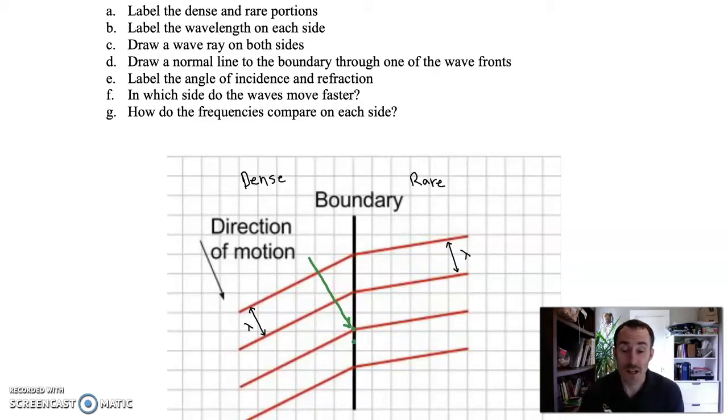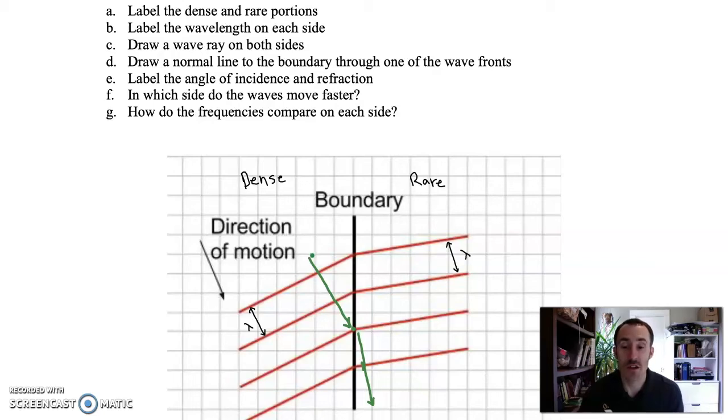So there's the wave ray, the incoming wave ray, or the incident wave ray, and then the outgoing one, I have to draw it perpendicular to this side. Something like this. There you go. There's the refracted ray. So I've drawn the wave ray on both sides.